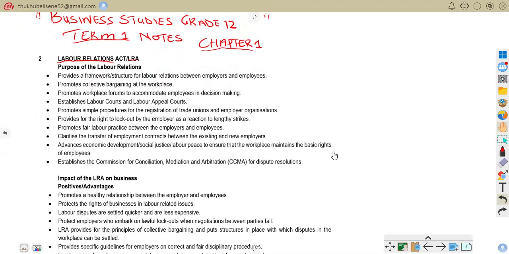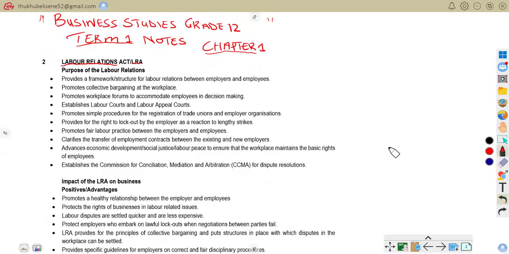We are first going to start with the purpose of labor relations.